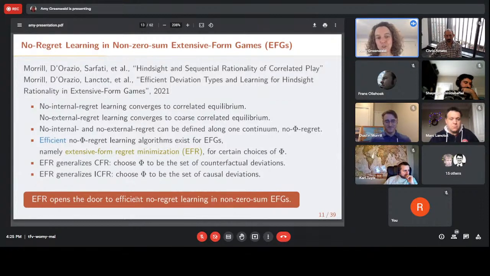So we're quite excited about this. We think that it opens the door to learning in non-zero sum games and extensive form games. We play poker very well right now. And so what games, Hanabi or Diplomacy or Stratego, whatever, are we going to be able to play now that we have extensive form regret minimization?